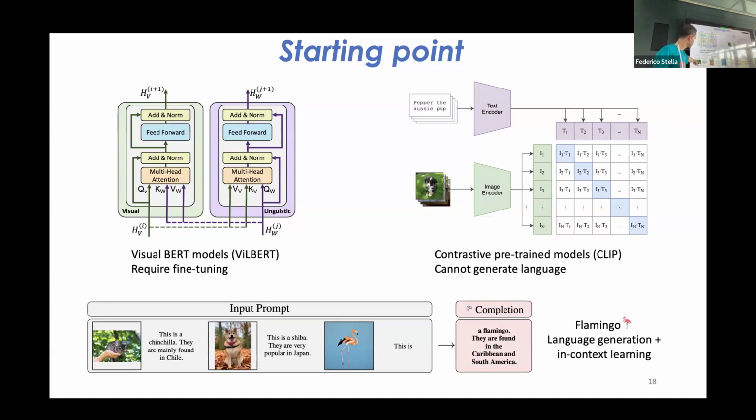You give it an image. This is the prompt. You give it an image and you say, this is a chinchilla. They're mainly found in Chile. You give it another image and you say, this is a Shiba. They're very popular in Japan. And then you give this image and you start the prompt with "this is", and Flamingo tries to complete it in a similar way as you did before. At this point, you're kind of used to this because it's very similar to how GPT-4 or Gemini work. And it's not news. They came after Flamingo. And we don't really know exactly how they're made, but Gemini is from Google, Flamingo is from Google. They probably share something.